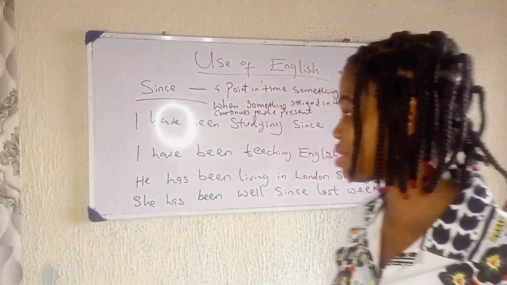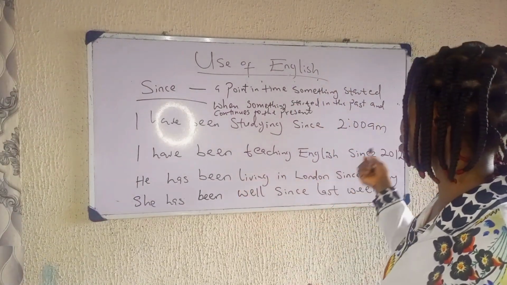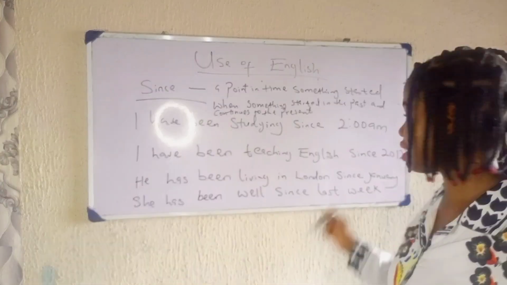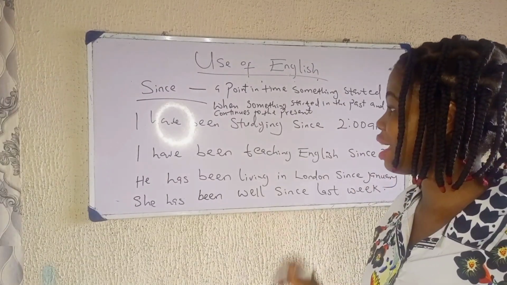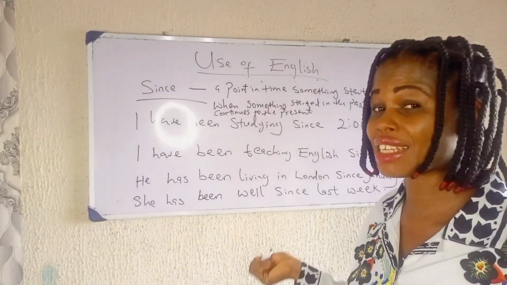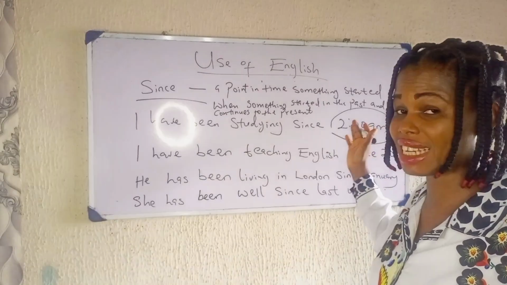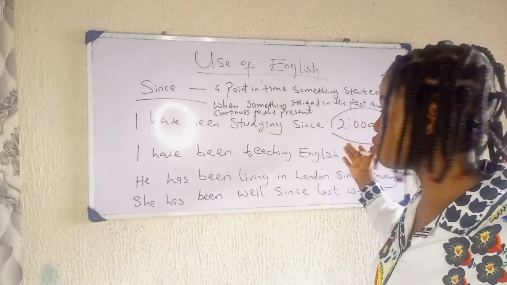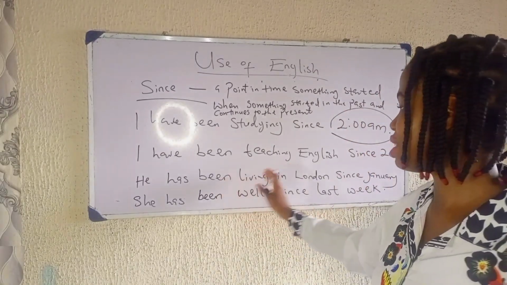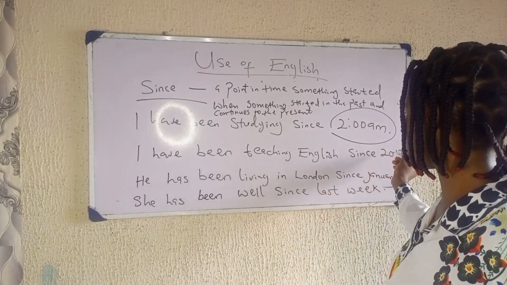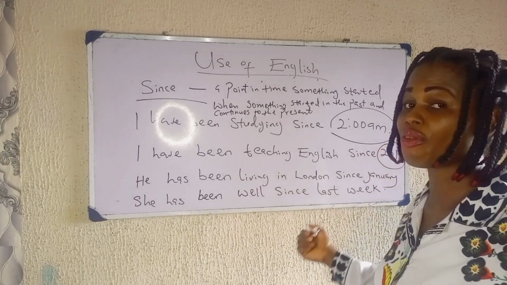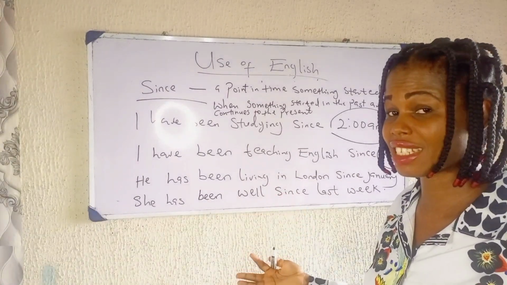And let's see some examples. I've been studying since 2 a.m. At what point did I start studying? 2 a.m. So it answers the question when. When did I start studying? At 2 a.m. I've been teaching English since 2012. When did I start teaching English?